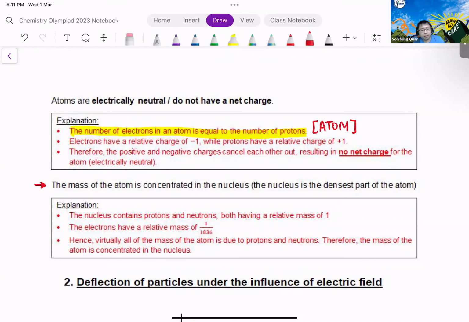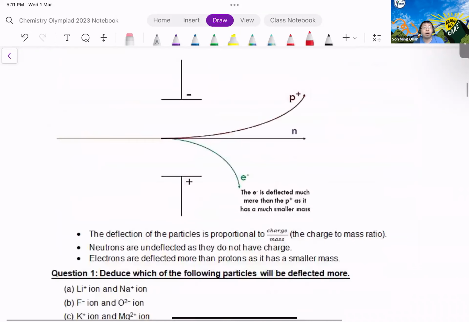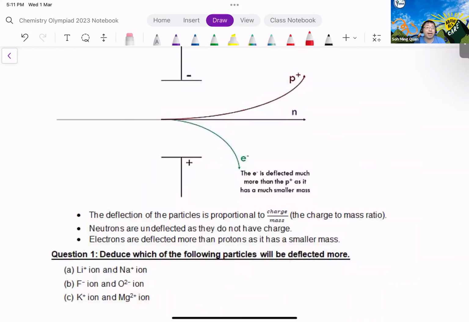Now, very often you also see questions like these. How are the protons, electrons, and neutrons deflected inside an electric field? So what does it mean by electric field? Well, an electric field can be generated by having charged metal plates facing each other, like what you see in the diagram. We have two plates. First plate on top is negative, second plate at the bottom is positive. All right, so these two plates facing each other creates an electric field.